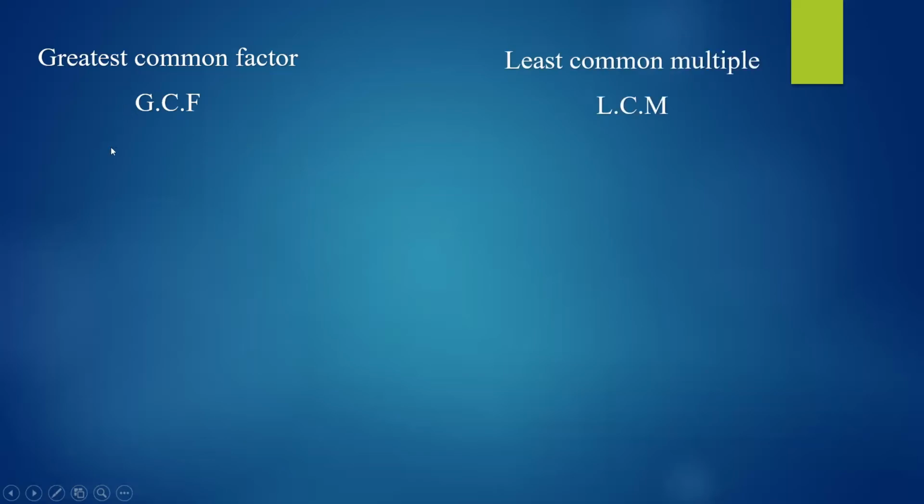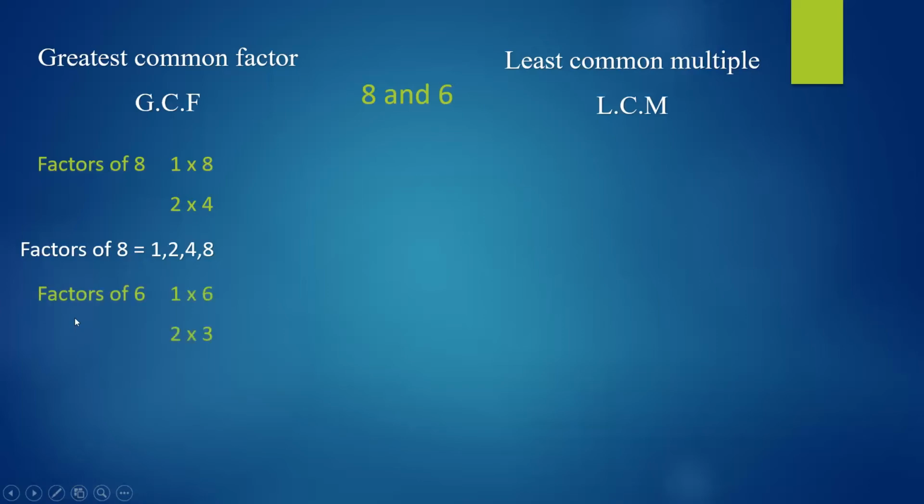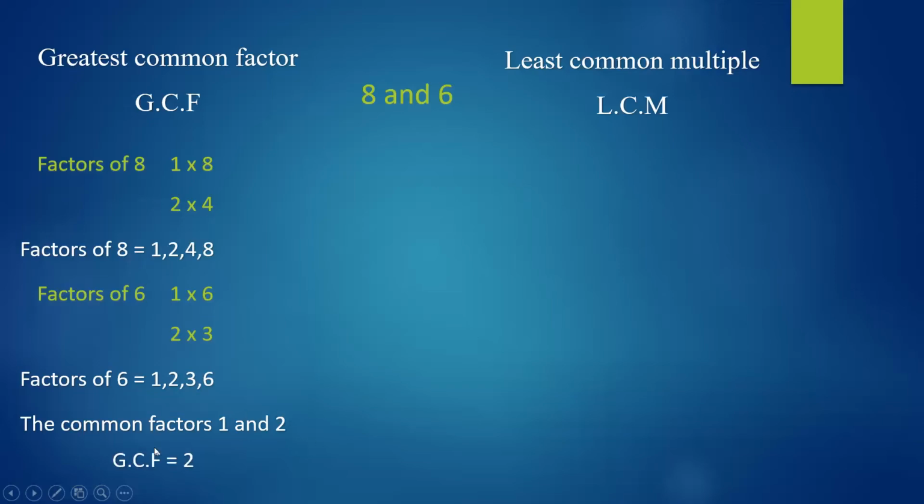If I have two numbers like 8 and 6, and I want to calculate the GCF and LCM, let's see GCF first. GCF means factors. How can you find the factors the normal way, not with the prime factors? Factors of 8: 1 times 8, 2 times 4, so 1, 2, 4 and 8. Factors of 6: 1 times 6, 2 times 3, so we have 1, 2, 3 and 6. What are the common factors here? We have 1 and 2. So the greatest common factor is 2. GCF here is 2.